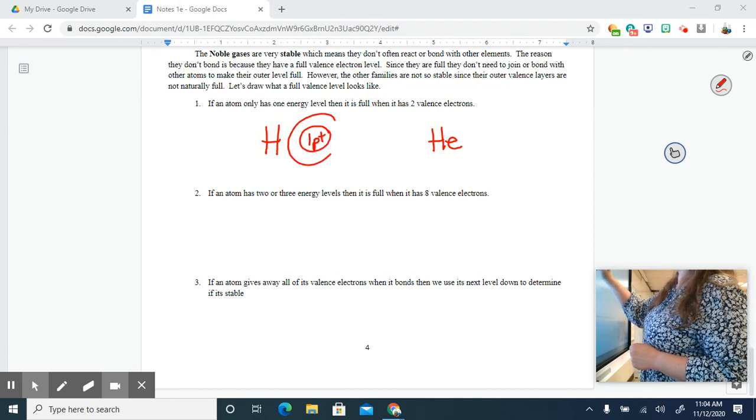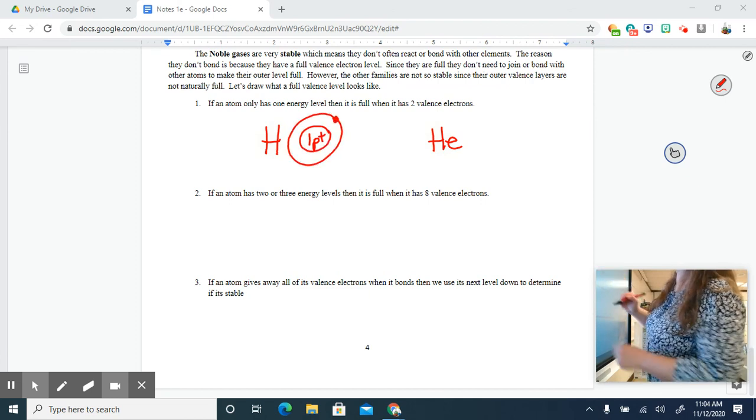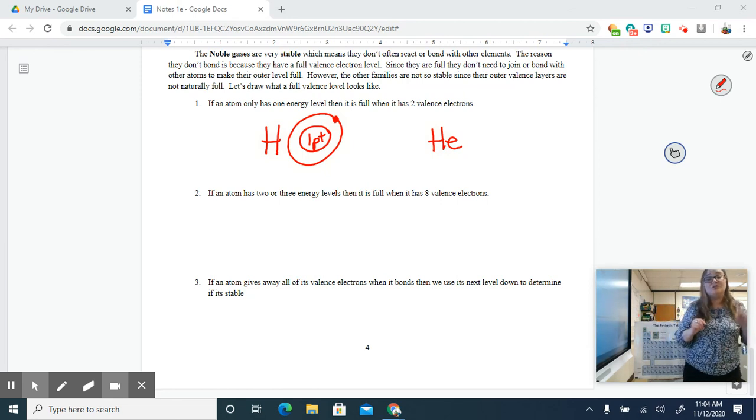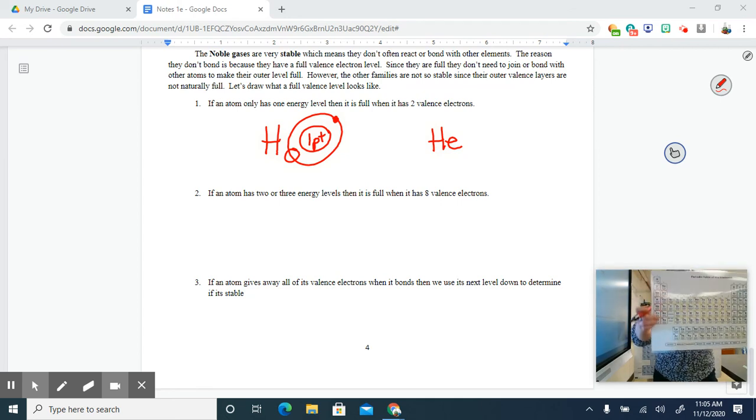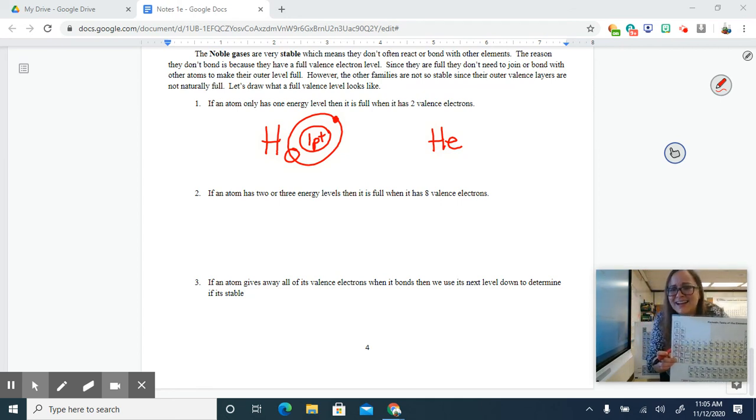And because of that, that first energy level only holds two electrons. So he needs that second electron. So hydrogen's not stable. That's why hydrogen is in this family here of alkali metals. Hydrogen's not an alkali metal, but it's highly reactive because it only has that one electron.